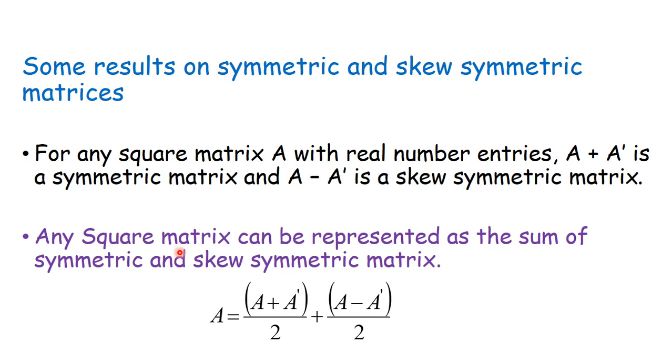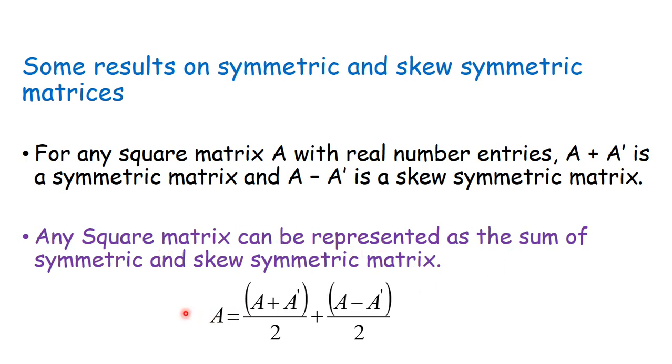Now there are some results regarding symmetric and skew symmetric matrices. Our first result is, for any square matrix A with real entries, A plus A dash means A plus its transpose is again a symmetric matrix, and A minus A dash is a skew symmetric matrix. Suppose you are given a matrix A, then A plus A dash will be what? A symmetric matrix, and A minus A dash will be what? A skew symmetric matrix.